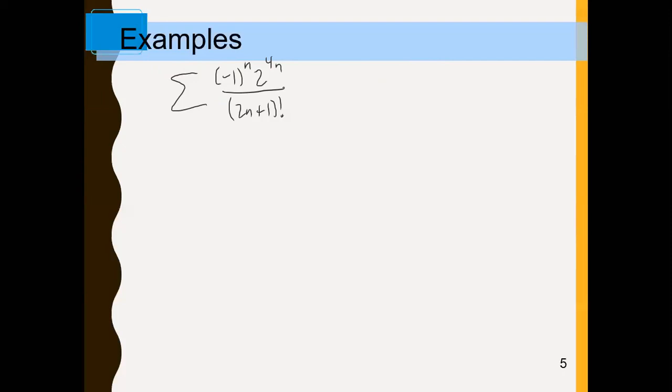So first of all, what is the absolute value of a_n here? Absolute value of a_n equals, okay, the reason I put absolute values around it is I'm trying to get rid of the -1 stuff right away. That's going to be 2 to the 4n over (2n plus 1) factorial. And then we're going to prepare ourselves for the next term.